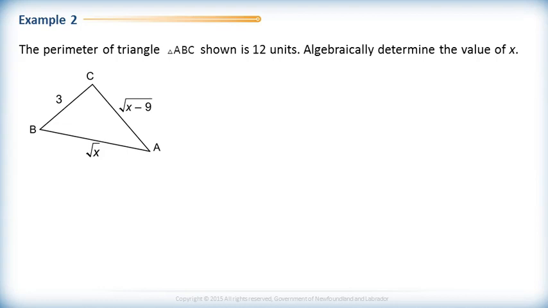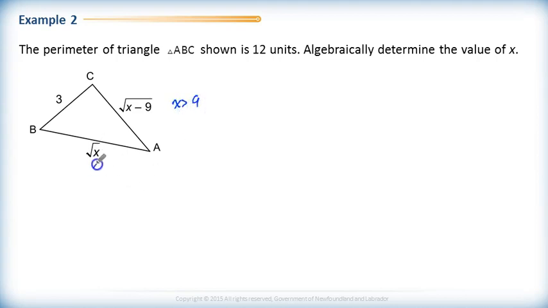In example 2, we're told the perimeter of this triangle is 12 units. And we have to algebraically determine the value of x. Now, recognize that root of x minus 9 represents the side of a triangle. So even though the radicand normally would be greater than or equal to 0, we have to say that x minus 9 has to be greater than 0. No equals in this one. Otherwise, if x is equal to 9, we don't even have a triangle. So x will be greater than 9 for that restriction.